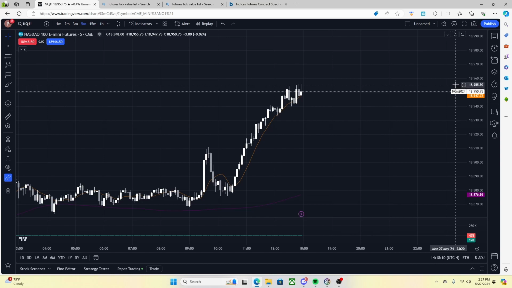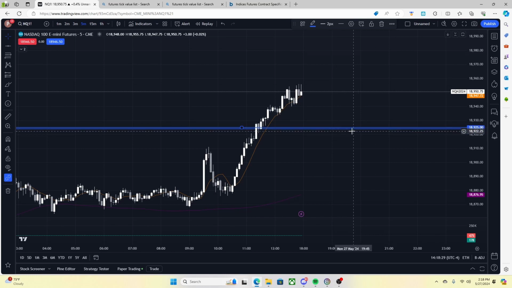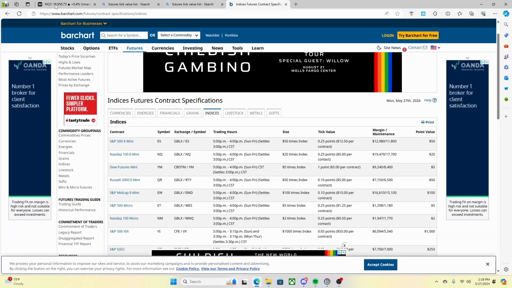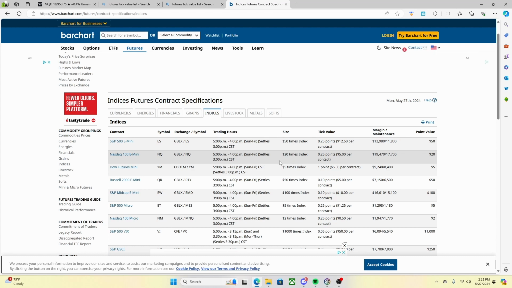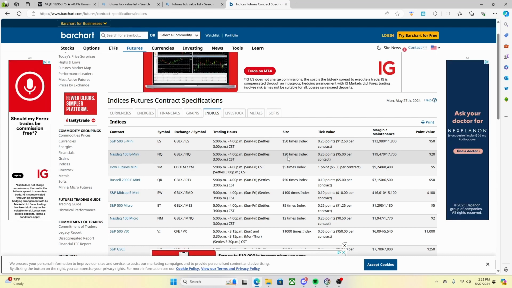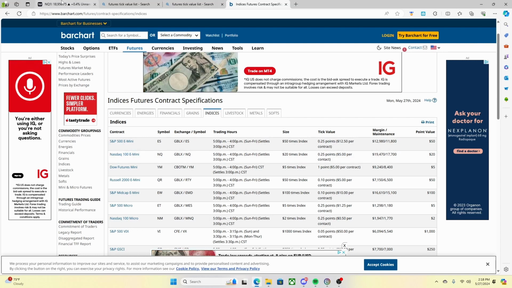So if I put this at 18,924, and then if it moved up one full tick, that would be 18,925. So that's one right there, and then it's divided up into 0.25s. Now this is important, because each time it moves up one whole number, that's $20 if you have one contract, or $5 for each tick.